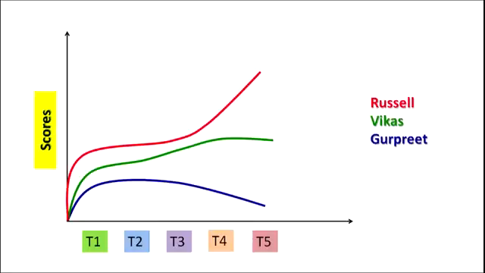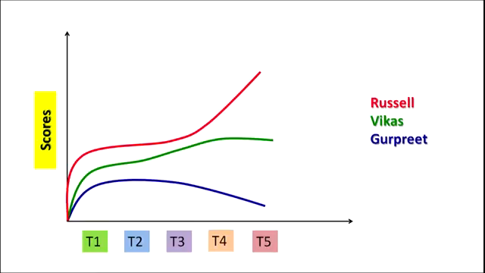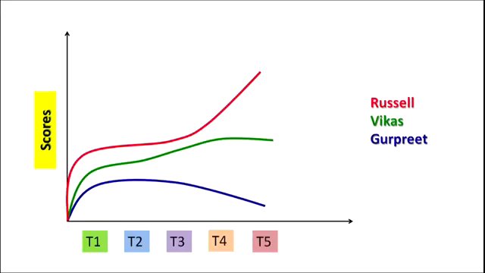For example, here I have a chart which shows the performance of 3 students, that's Russell, Vikas and Gurpreet. And if you look very carefully, T1, T2, T3, T4 and T5 represent 5 different tests. And if you look very carefully, the chart shows us that Russell is showing a steady progress, whereas Gurpreet has shown a progress and he is on the decline. So this is showing progress of the learner.